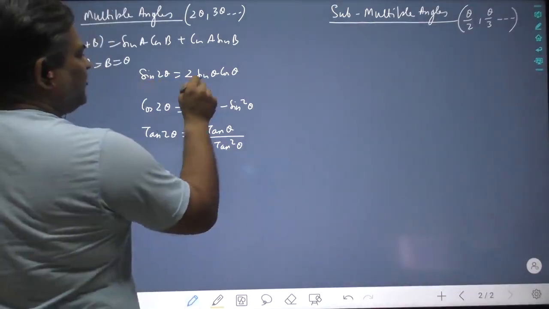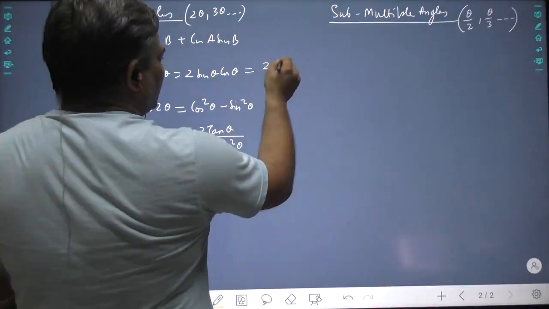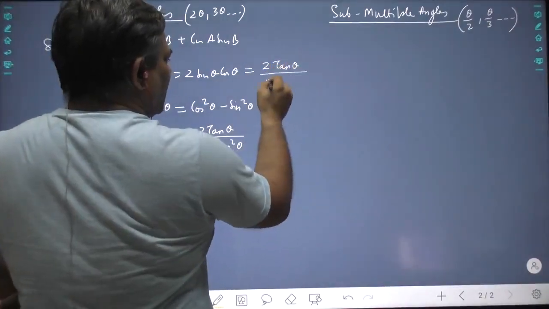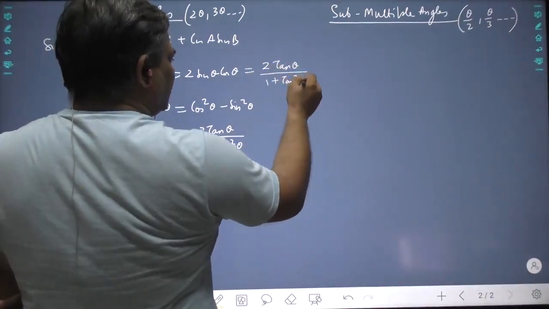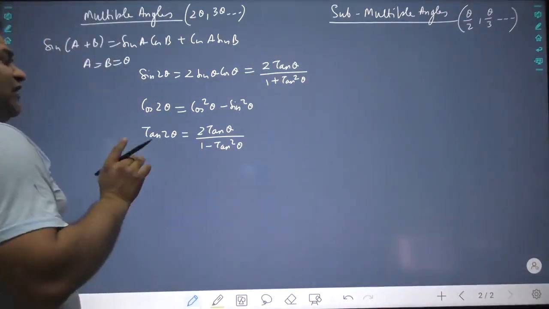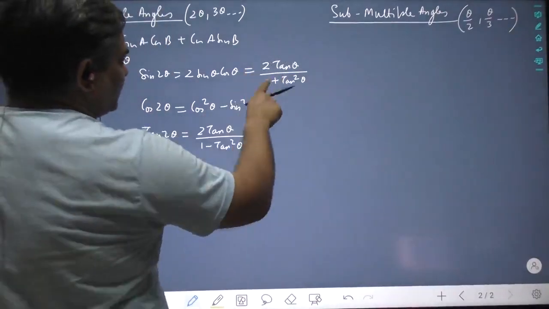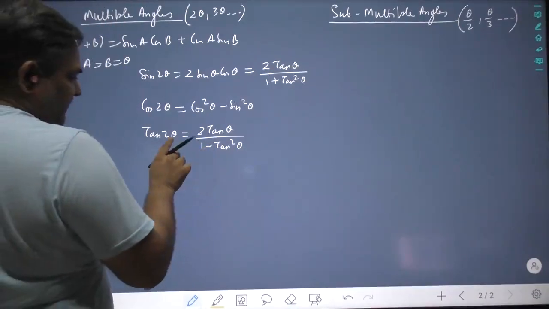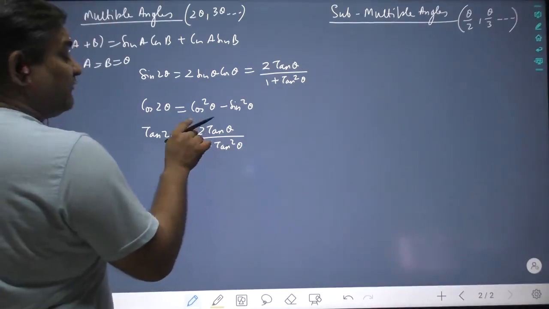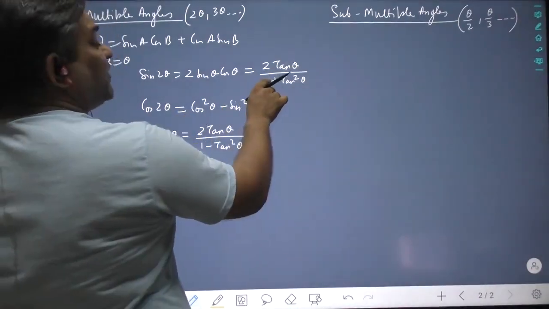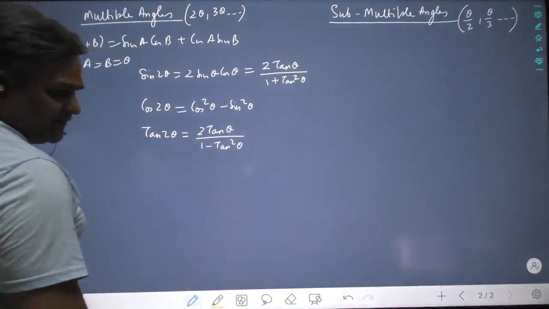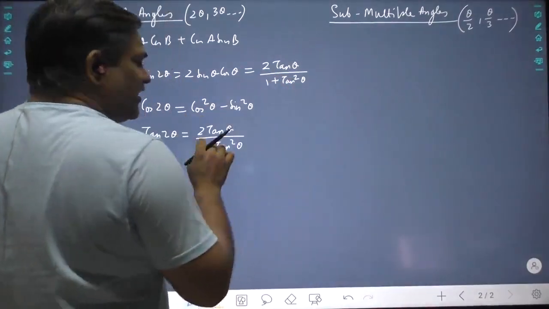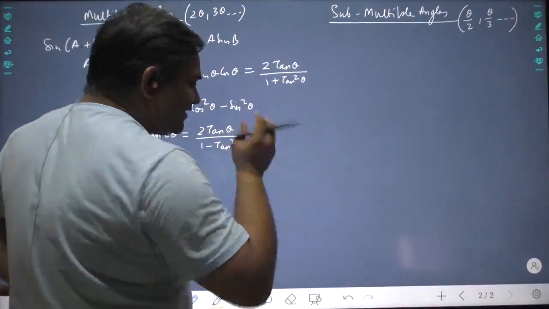Now sine 2 theta can also be written as 2 tan theta upon 1 plus tan square theta. Firstly, I want you to look at these two and note the difference. Here in the denominator you have a minus sign, here in the denominator you have a plus sign. Now it is very easy to prove. Let us prove it in the air, in the mind.